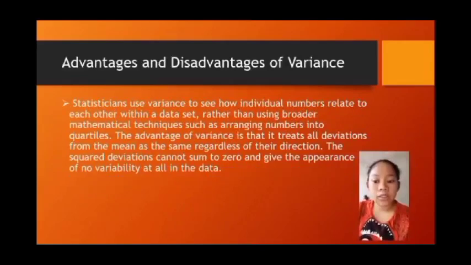Here are the advantages and disadvantages of variance. Statisticians use variance to see how individual numbers relate to each other within a data set, rather than using broader mathematical techniques such as arranging numbers into quartiles. The advantage of variance is that it treats all deviations from the mean as the same regardless of their direction. The squared deviations cannot sum to zero and give the appearance of no variability at all in the data.